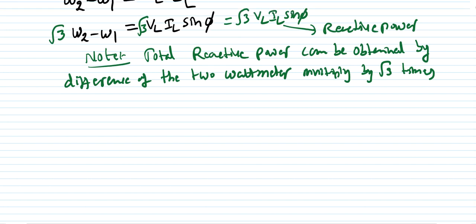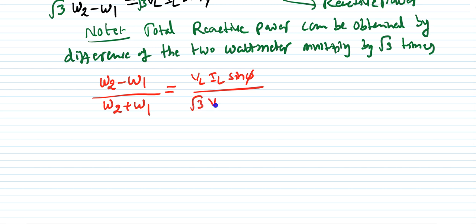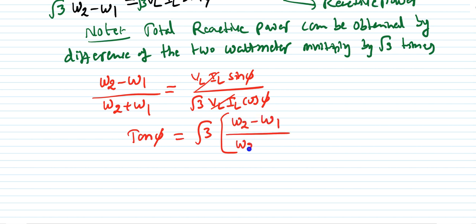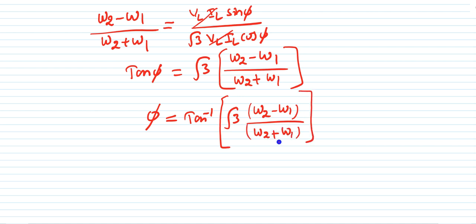After doing this, let us see another analysis. Suppose I have W2 minus W1, I know what this is, and W2 plus W1, this is also known. W2 minus W1 is nothing but VL IL sin phi, and W2 plus W1 is root 3 VL IL cos phi. So these are the concepts we know. From this I can write tan phi equals root 3 into (W2 minus W1) by (W2 plus W1). If you want to find the phase angle, it is tan inverse of root 3 (W2 minus W1) by (W2 plus W1). This is the phase angle between voltage and current, which you can calculate.